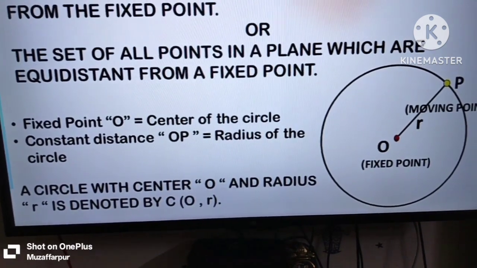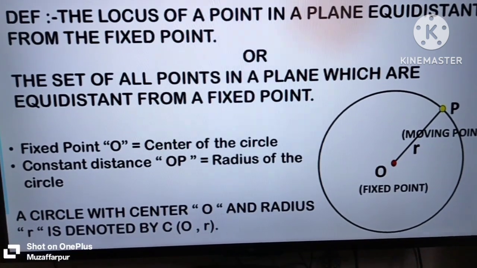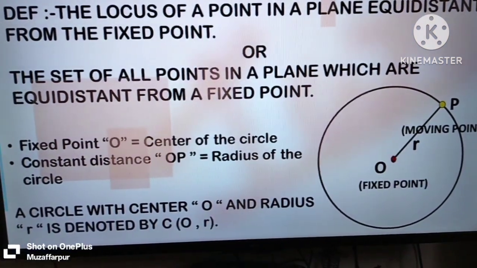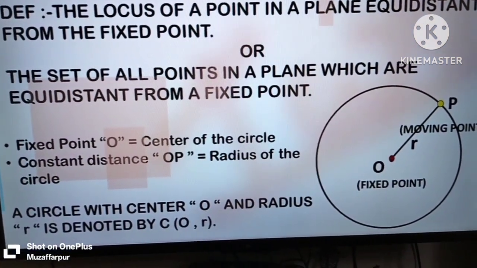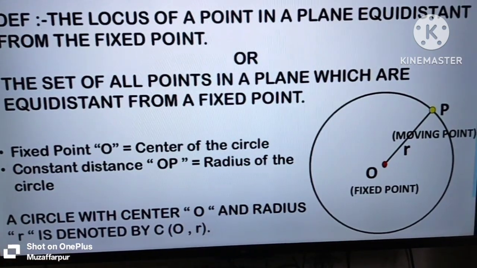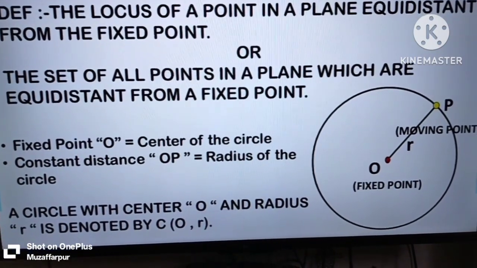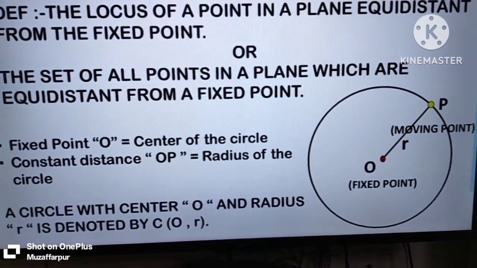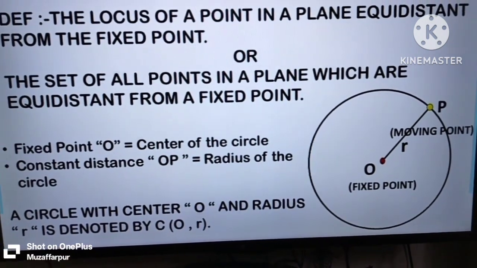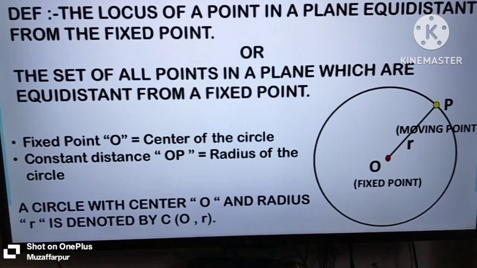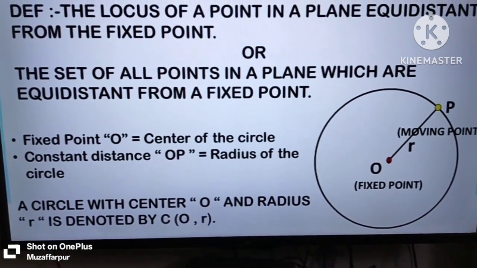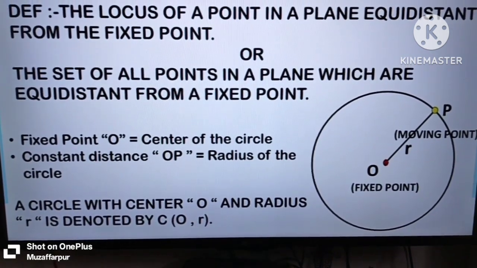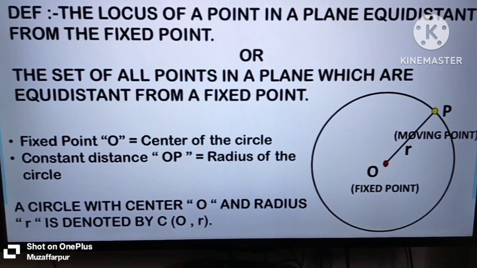To define a circle, one thing is very important, that is plane. Whenever we define a circle, we have to consider a plane. Why? Because circle is a two-dimensional figure. What is a two-dimensional figure? A two-dimensional figure is a figure in which each and every point of the circle is lying in one plane.